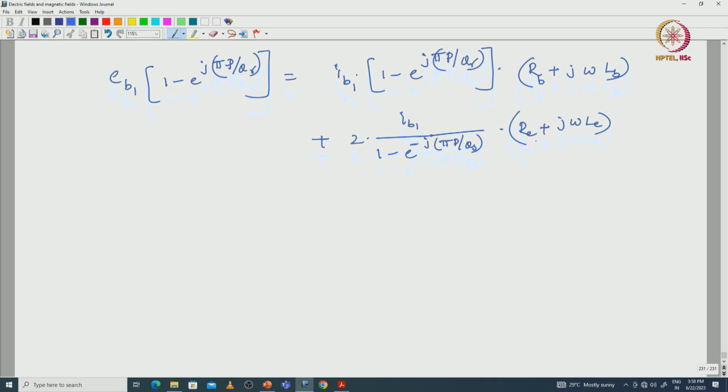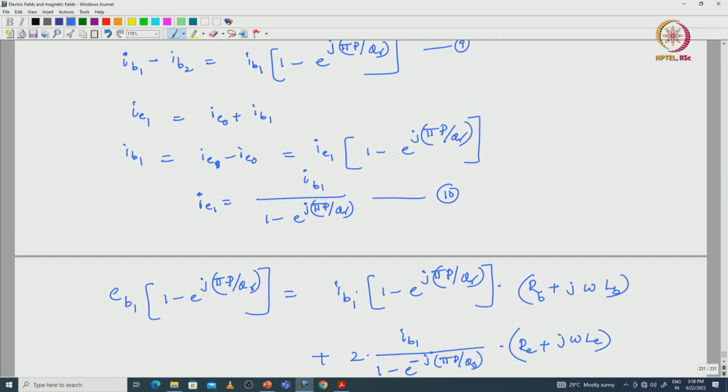In the end ring current equation, IE1 is equal to IB1 divided by 1 minus e power minus j should come. Yes, here itself it will be minus, because IE1 minus IE0 we are doing, right. Because of that it will come as IE1 into 1 minus e power minus j pi into p by qr.